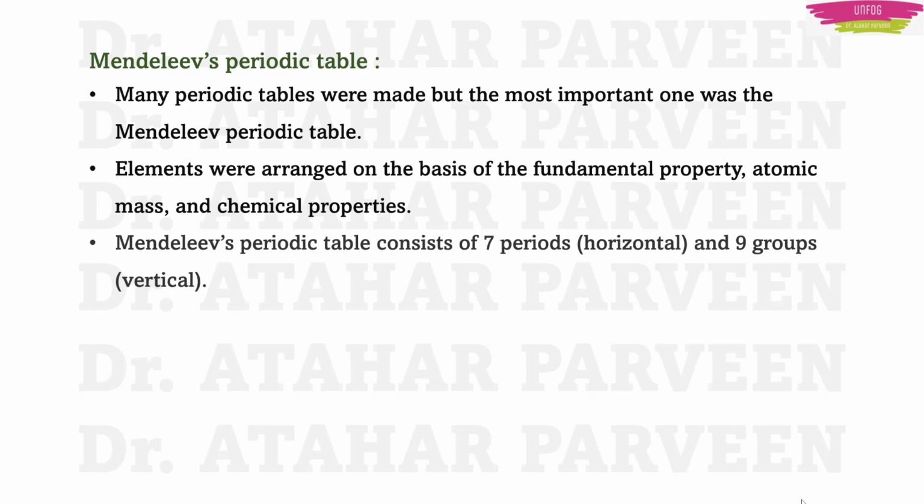See, all these points are very important, friends. They can ask any point as a multiple choice question in the examination, because we have seen how simple the Doberiner's triads question was, right? So it is very easy. If you have some basic knowledge, then you can answer that type of questions, right? Okay. So Mendeleev's periodic table consisted of 7 periods and 9 groups.